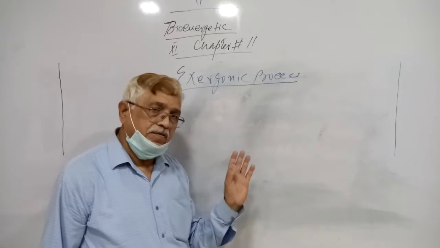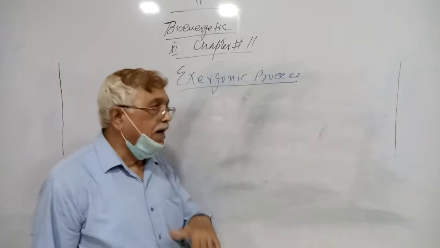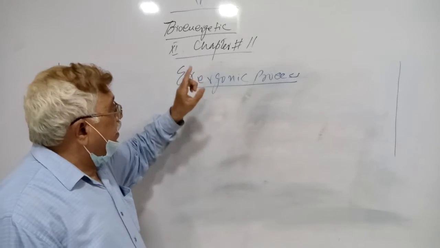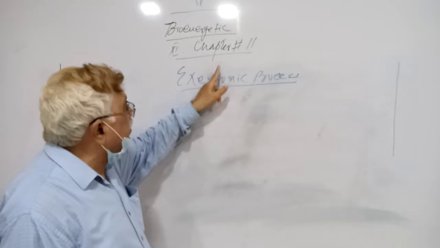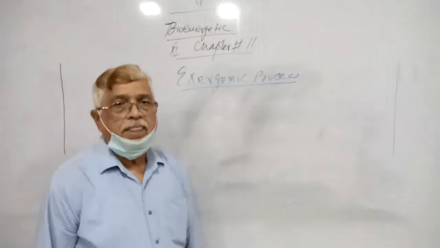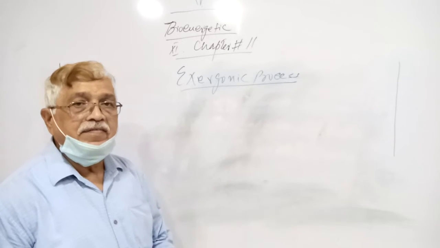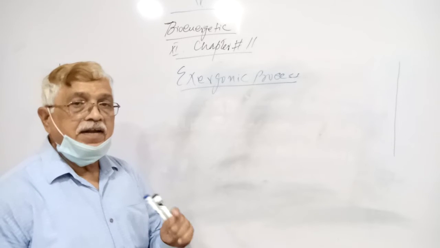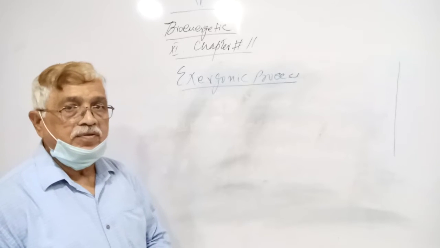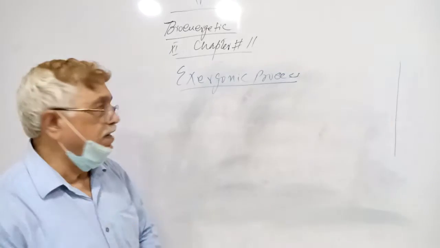Endergonic process you know well. Now I will start the exergonic process. Exergonic means that the energy will be released. Endergonic means energy is stored, where one source of energy is converted into another source of energy.